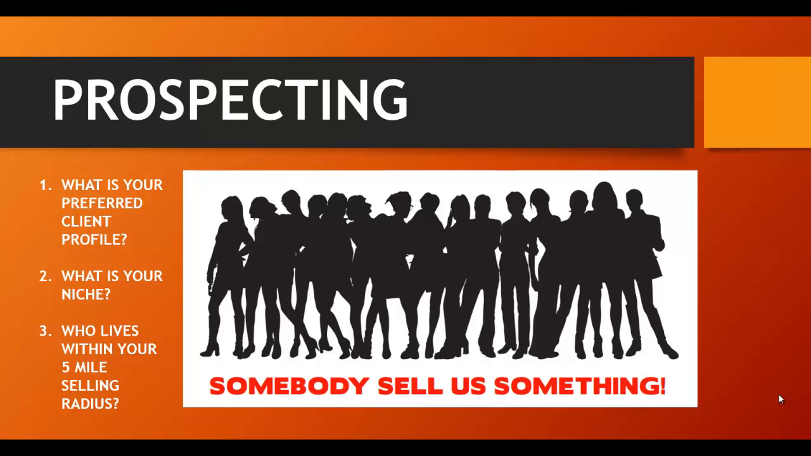Let me take you to the 3 key points. Number 1, what is your preferred client profile? Do you know the people, the client, the suspects that you're looking for? Who are they? Where do they live? What do they spend? Where do they go? What does all this information tell you about the profile of the client that you prefer to do business with? Once you know that, you can start hunting for them, prospecting for them, and you can start to target how you market.